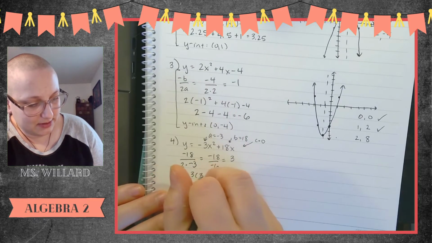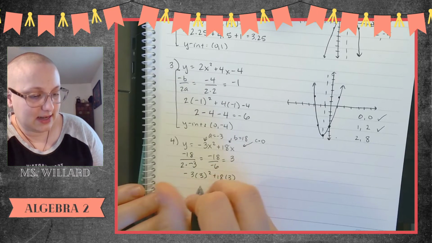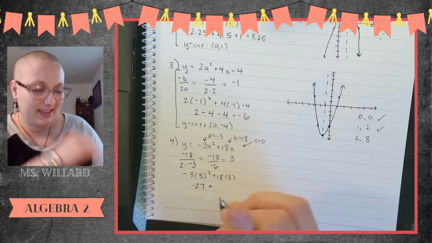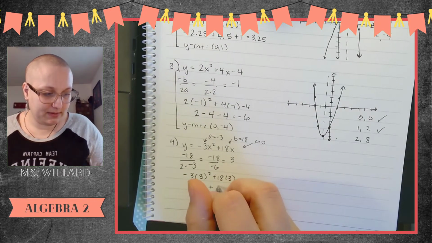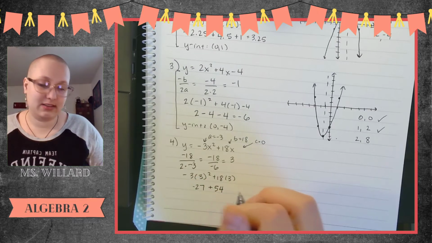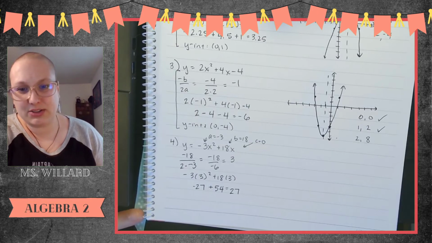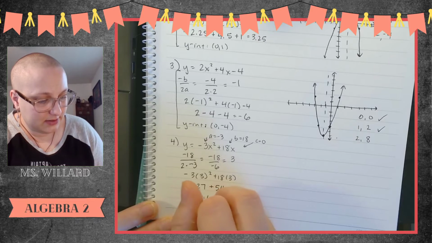-3 times 3 squared plus 18 times 3. So that's 9. And 9 times -3 is -27. And then 18 times 3, I don't know. So I calculated it. It's 54. So if I add those together, that's 27. This is going to be really hard to graph. And then my y-intercept is 0, 0.